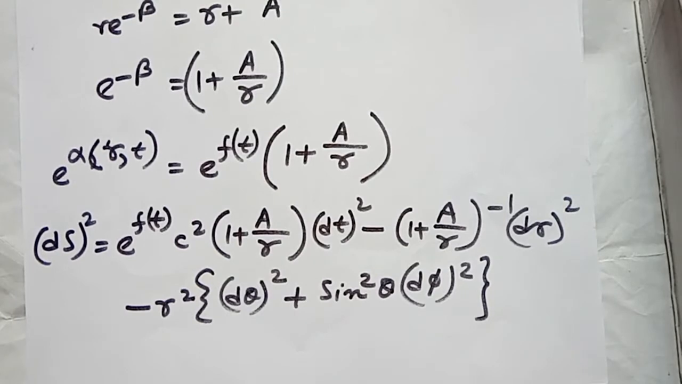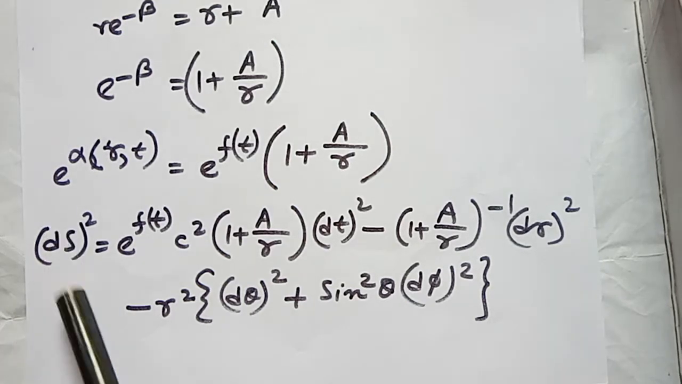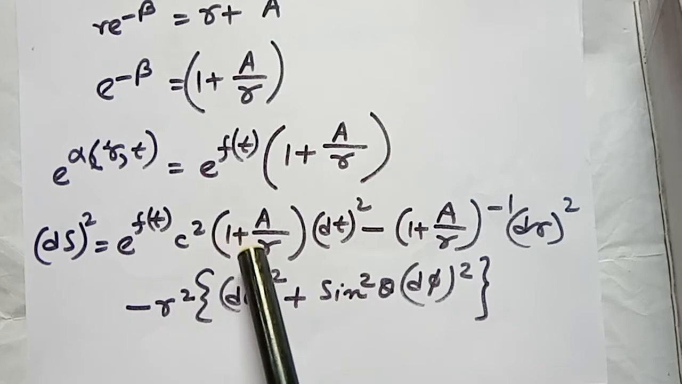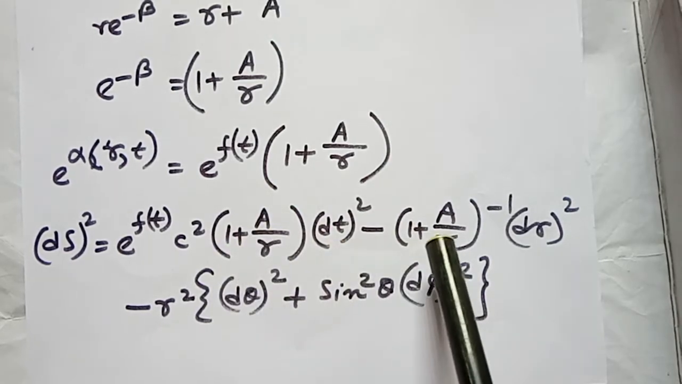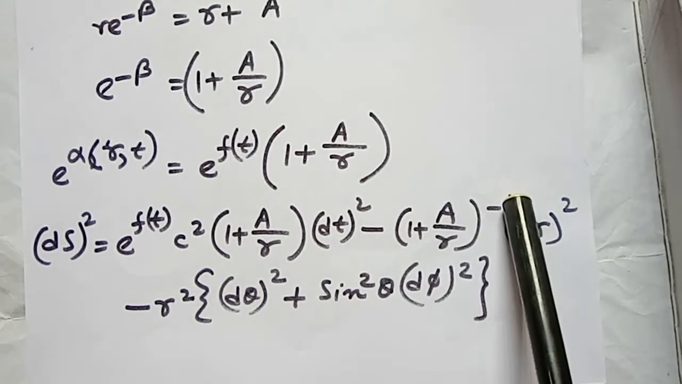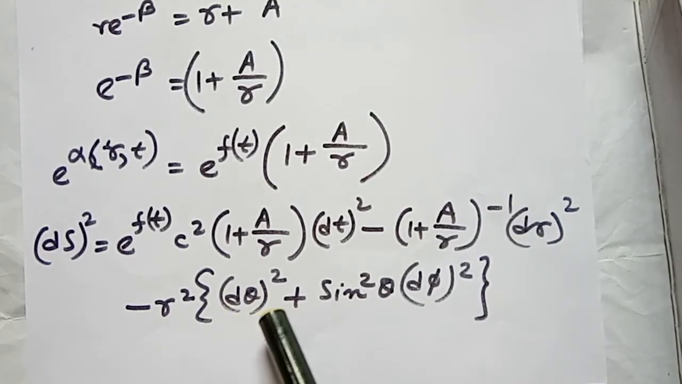Now we have solved the Einstein field equation, and we have the metric in the curved spacetime. We have the new type of metric. This is ds squared equal to e to the power f of t, c squared, 1 plus a per r, dt squared, minus the inverse of 1 plus a divided by r, dr squared, minus r squared, d theta squared plus sin squared theta d phi squared.